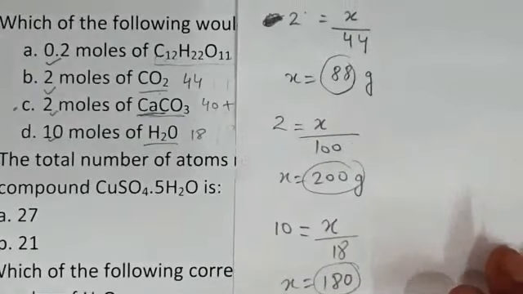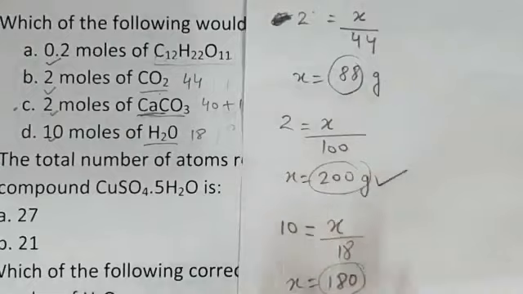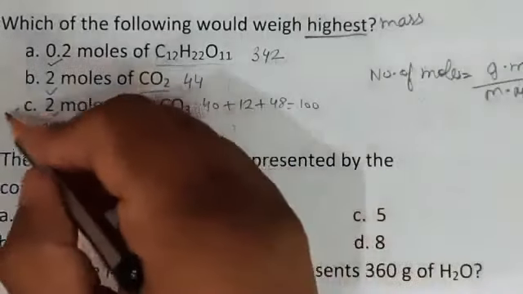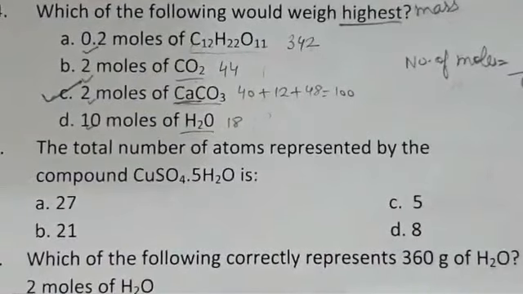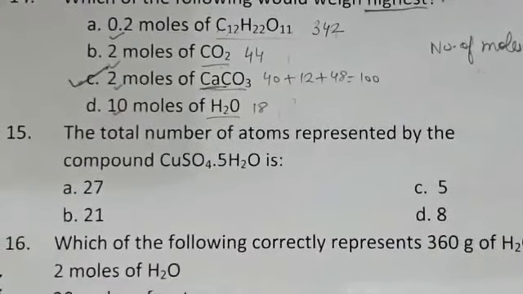Out of these, which is highest? It is for the third part. So the answer is 2 moles of calcium carbonate, CaCO3. Clear? Coming to question number 15.